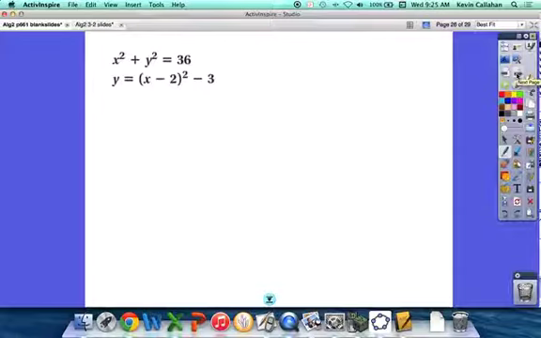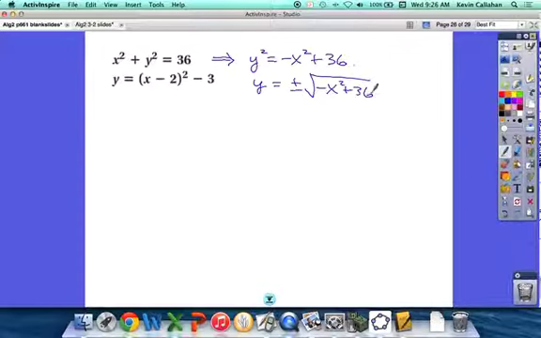Okay, so one of them is already solved for y, but I need to solve the first one for y. If I solve this for y, it's going to look like y squared equals negative x squared plus 36. And now I've got to take the square root of both sides. Y equals plus or minus the square root of negative x squared plus 36. Which means you're going to have to use 2 lines to put that in the calculator. You're going to have to put in the plus and the minus. You're going to actually have 3 lines used.